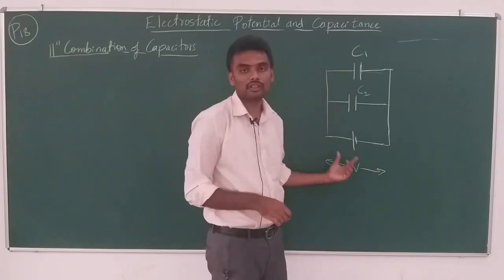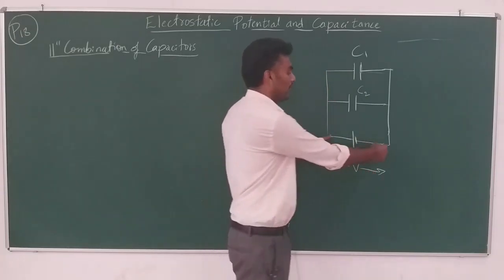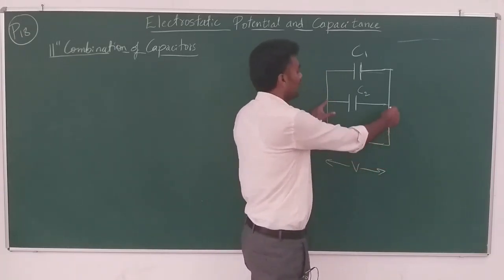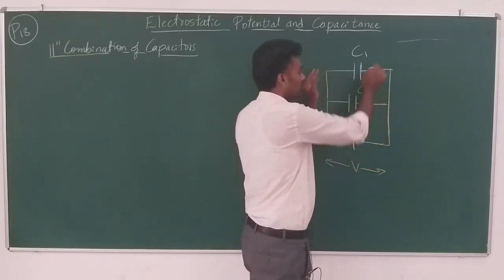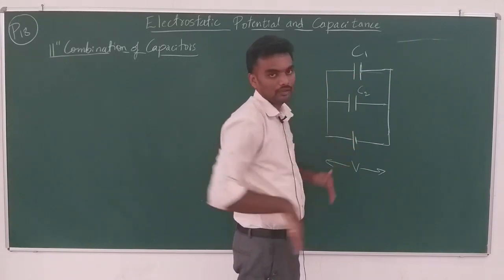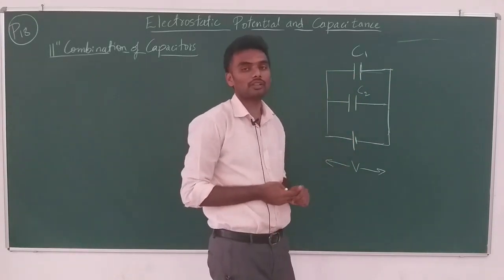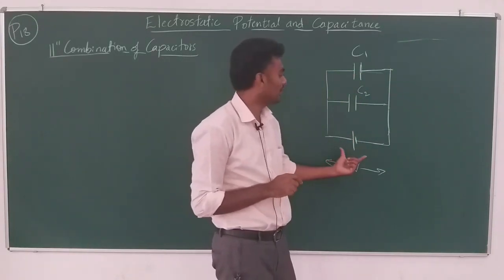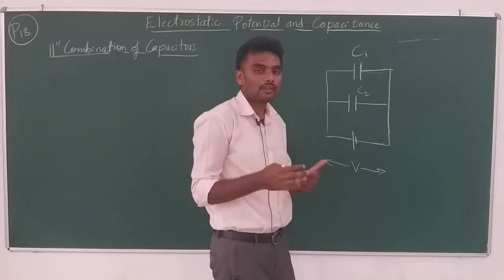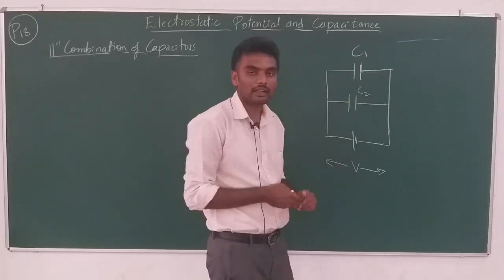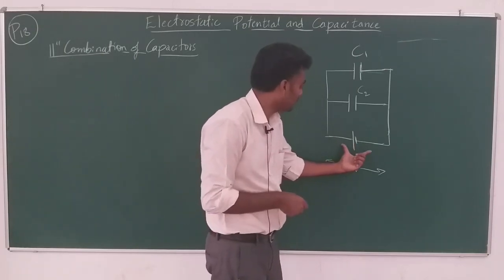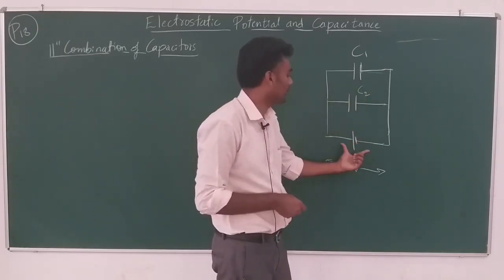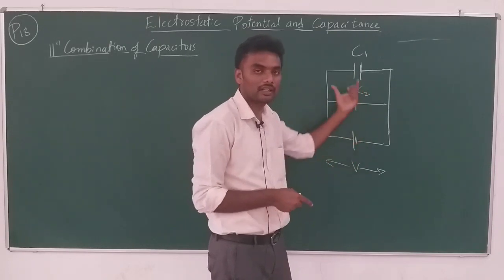Let V be the potential difference across the battery. So the same potential difference will be maintained across C2 and C1. It's the same potential because they are connected in parallel. When we connect them in parallel, the potential difference remains the same for both of them. You will get to know when we discuss current electricity in detail. So now you take that the potential difference remains the same, V, when you connect it in parallel.